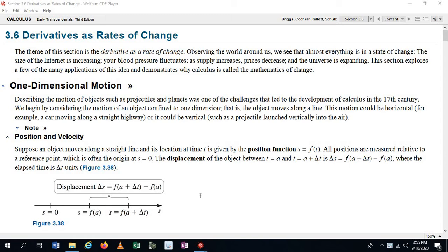One interpretation of the derivative of a function evaluated at a point is that it gives us the slope of the tangent line to the function at that point. Another interpretation is that it gives us the instantaneous rate of change in the function at that point. And in this video, we're going to focus in on that second interpretation.